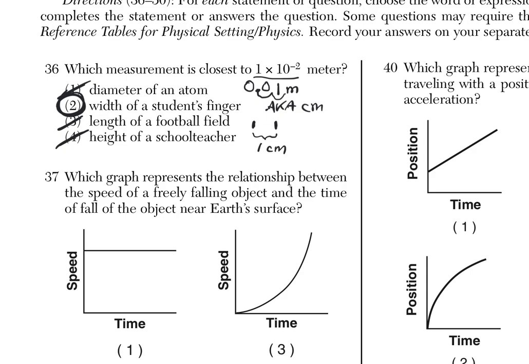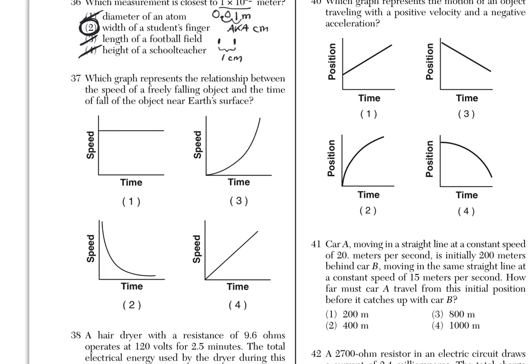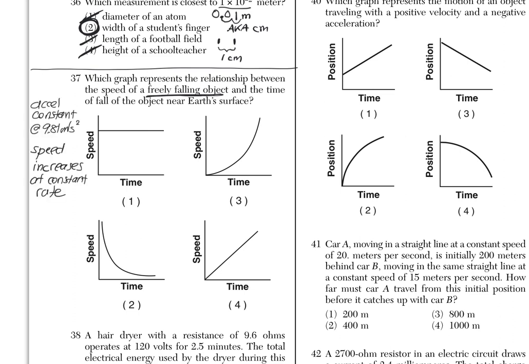Anyway, so 37, now we're looking at different graphs, and it says relationship between speed and time for a freely falling object. So we know for something freely falling, the acceleration is constant at about negative 9.81 or negative 10 meters per second squared. Acceleration, of course, is how speed changes with time. And so if the acceleration is constant, that means that the rate by which the speed changes is constant, so the speed will increase at a constant rate.